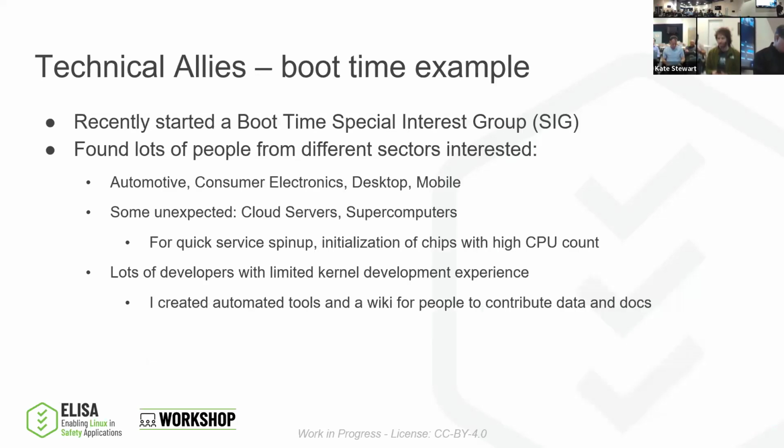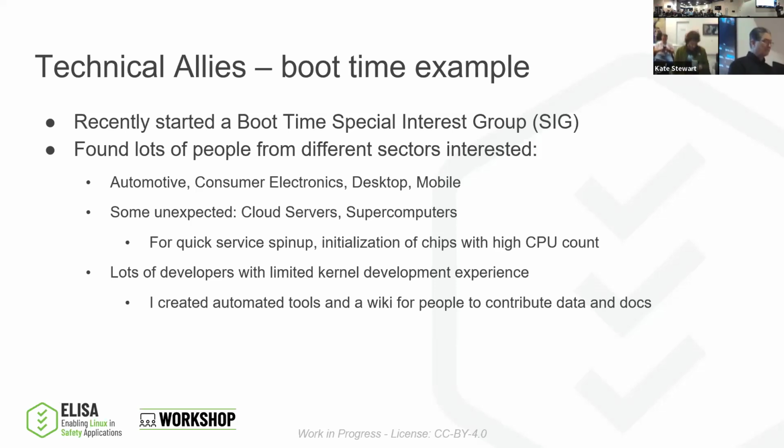One example of this in terms of technical allies: just recently this fall, I started a boot time special interest group. I put out some posts on LinkedIn and on kernel mailing lists, and I was surprised by the range of people. The obvious people showed up, like the automotive people and the consumer electronics, desktop and mobile people. But then the cloud server guys, it turns out they don't like the VMs to come up slow. They're making money as long as that VM is running. And the same thing for supercomputers.